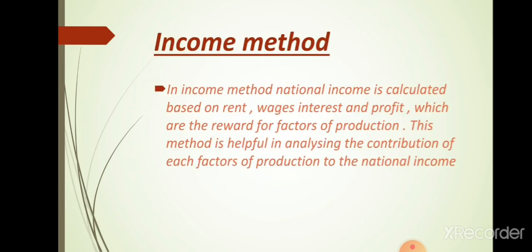The next one is the income method. In the income method, national income is calculated based on the income received for the factors of production. That is, for land, we get income as rent. For labor, we get income as wages or salaries. For capital, we get interest. And for the entrepreneur, we get profit.